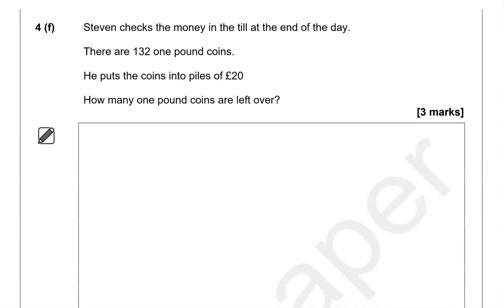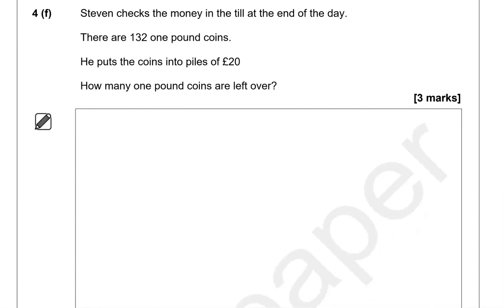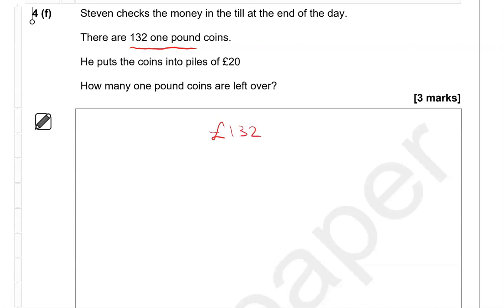Stephen checks the money in the till at the end of the day. There are 132 £1 coins. He puts the coins into piles of £20. How many more £1 coins are left over? So if there are 132 £1 coins, that means there are 132 pounds.